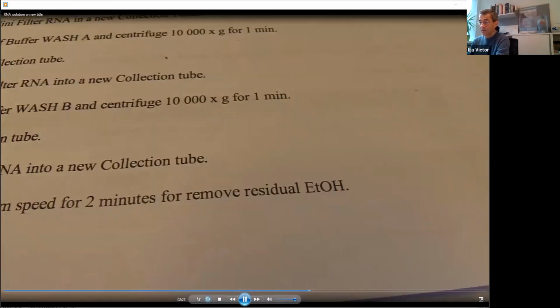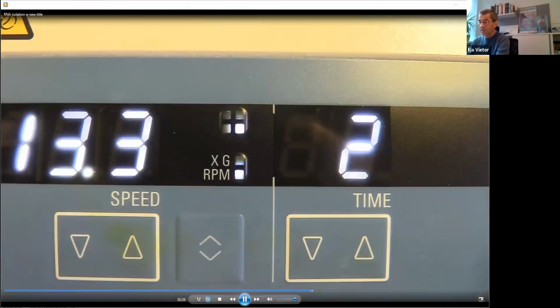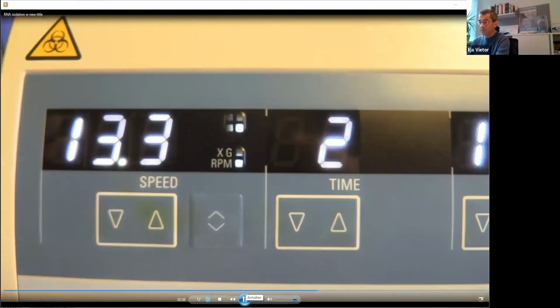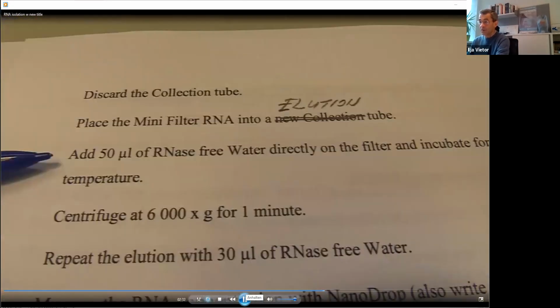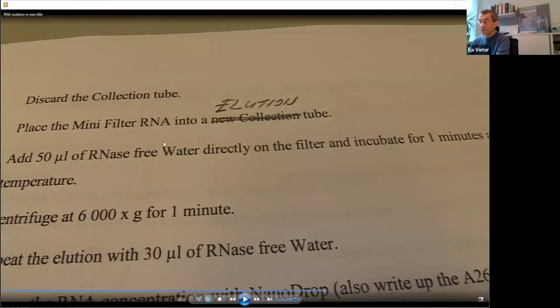Centrifugation, collection, removing ethanol from the sample, and the last is elution with RNase-free water. Here you have to be very careful because we are working with RNA. Naturally, you don't want to contaminate it with RNases. That's the reason why there is a special treated water as part of the kit. So use only this, and also all plasticware has to be clean, free of RNases.